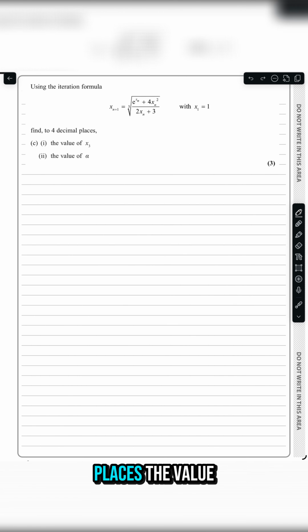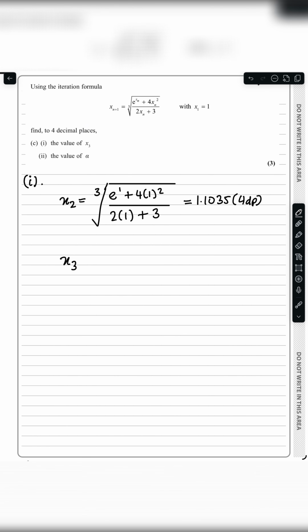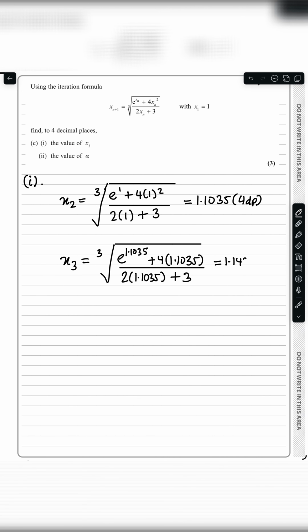In the final part of this question, we are told to use the iteration formula to find to 4 decimal places the value of x3 and the value of alpha. So in order to determine x2, we need to substitute x1 into the iteration formula, giving us 1.1035 to 4 decimal places. And in order to determine x3, we need to substitute x2 into the iteration formula, giving us 1.1484 to 4 decimal places.